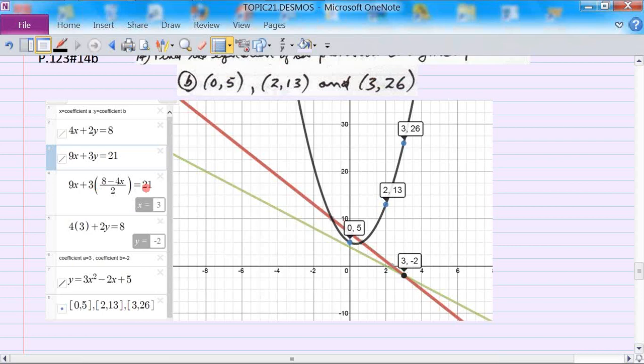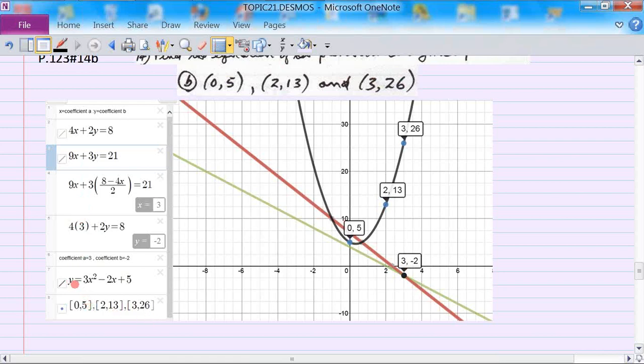Okay, so now that I know that x is 3, I plug x equals 3 back into this equation. 4 times 3 plus 2y equals 8, and y equals minus 2. So I get the minus 2. So boxes 4 and 5 here are just the calculated values of what I obtained over here. You don't need to do that, but it just shows you a separate way.